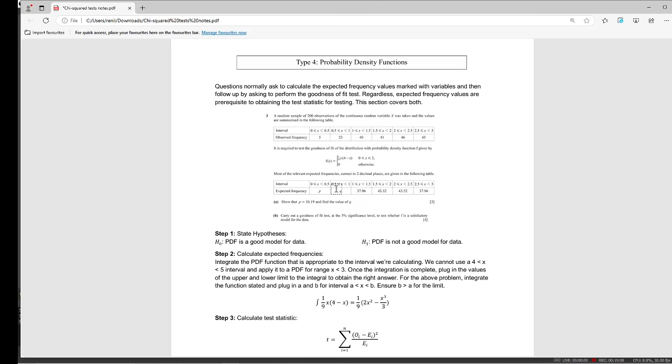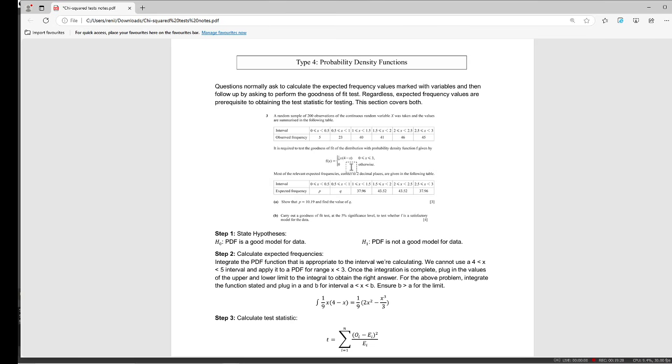Next step, calculate expected frequencies. This is very simple. In fact, we just plug in values into the limit. So we normally are given just one PDF, but Cambridge is known to vary the questions a lot. So what we do is we need to see their intervals. Now since there's only one function, it's not much of a worry here.